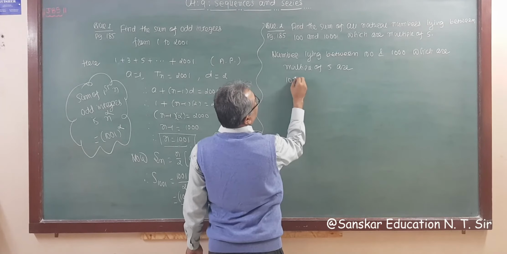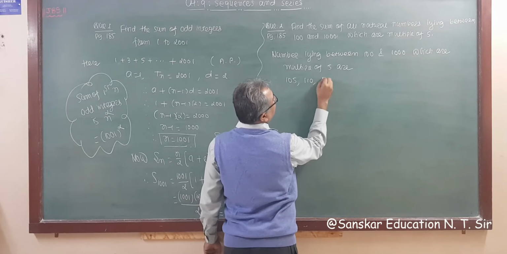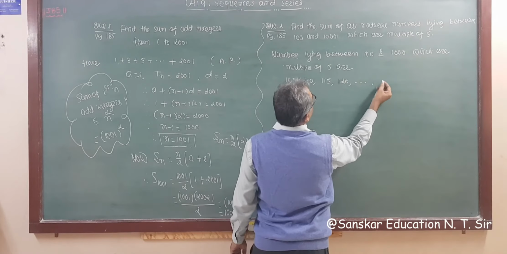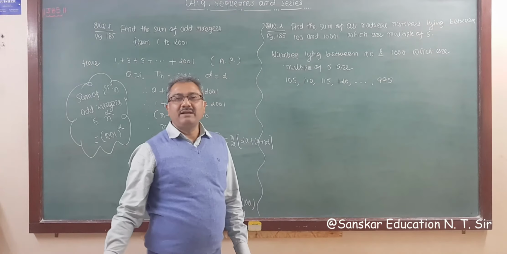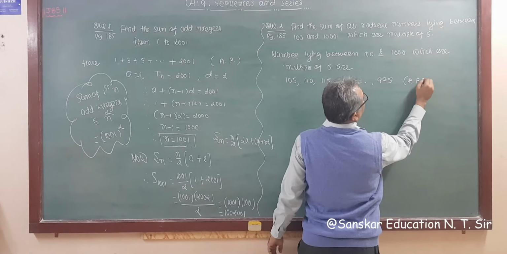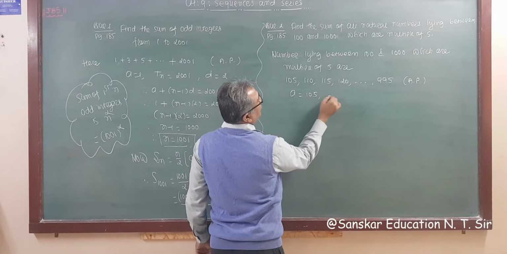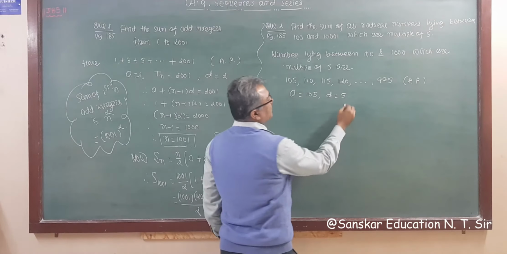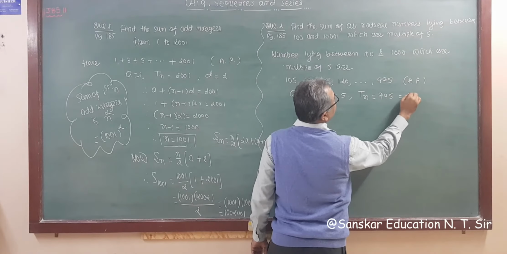The first term is 105. Multiple of 5 means you have to add 5. So the second term will be 110, then 115, 120, and so on, and the last term will be 995. So these terms are in AP, with first term A equal to 105, common difference 5, you know, 110 minus 105, and last term Tn equal to 995, or you can say L here.